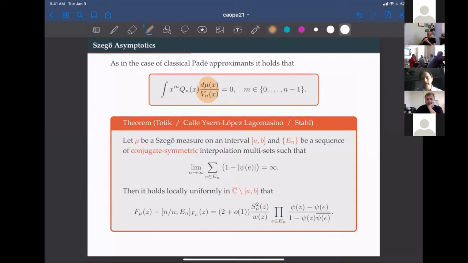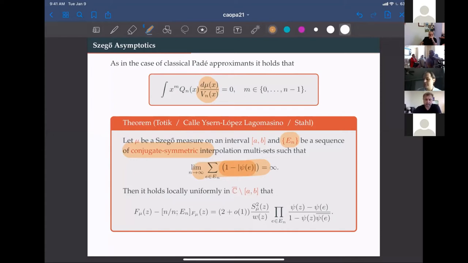So for absolutely continuous measures with interpolation sets that stay away from AB, that theorem was proven by Stahl and Totik. Then with some admissibility condition by Kalyagin and Guillermo López, and in the form I stated it's taken from the paper of Hermann Stahl. If mu is a Szegő measure on interval AB, the E_n's are conjugate symmetric. So if the point e is there, the conjugate of e might also be in the interpolation set, and satisfy this Blaschke type condition. You take the sum over all points in the interpolation set, you map them by the conformal map psi to the unit disk, you take the absolute value and you look at the difference one minus psi. You take all those sums and you take the limit when n tends to infinity. If all the points stay away from AB, one minus psi here will be bounded below by a constant.